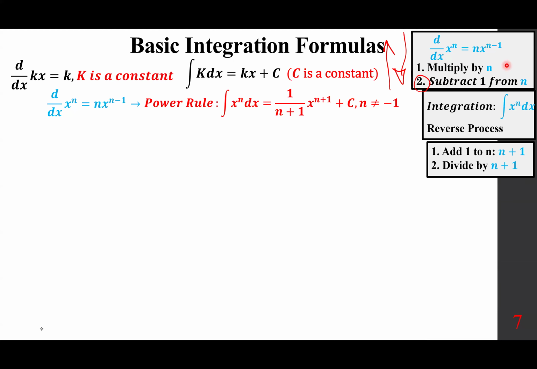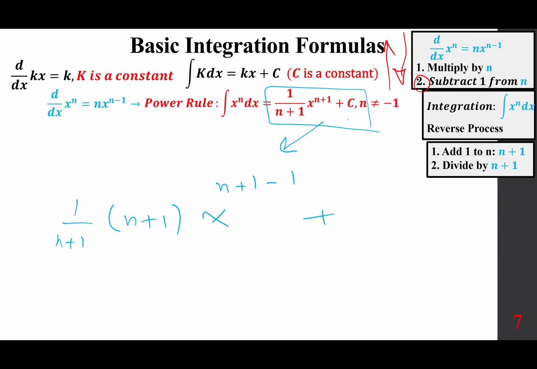Also, we can easily prove it by simply differentiating this piece. If I want to differentiate this, what do I get? 1 over n plus 1 times n plus 1, x to the power of n plus 1 minus 1, plus c gives me 0. I hope you see that this is x to the power of n. So that's an easy proof.